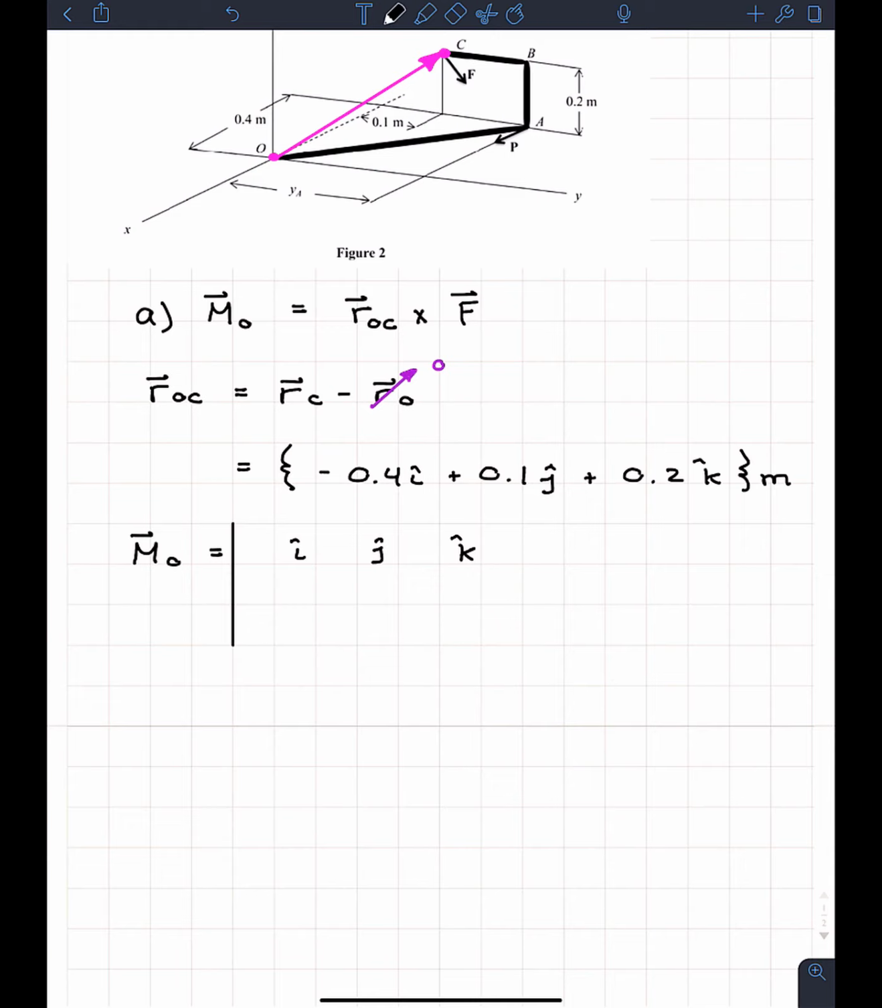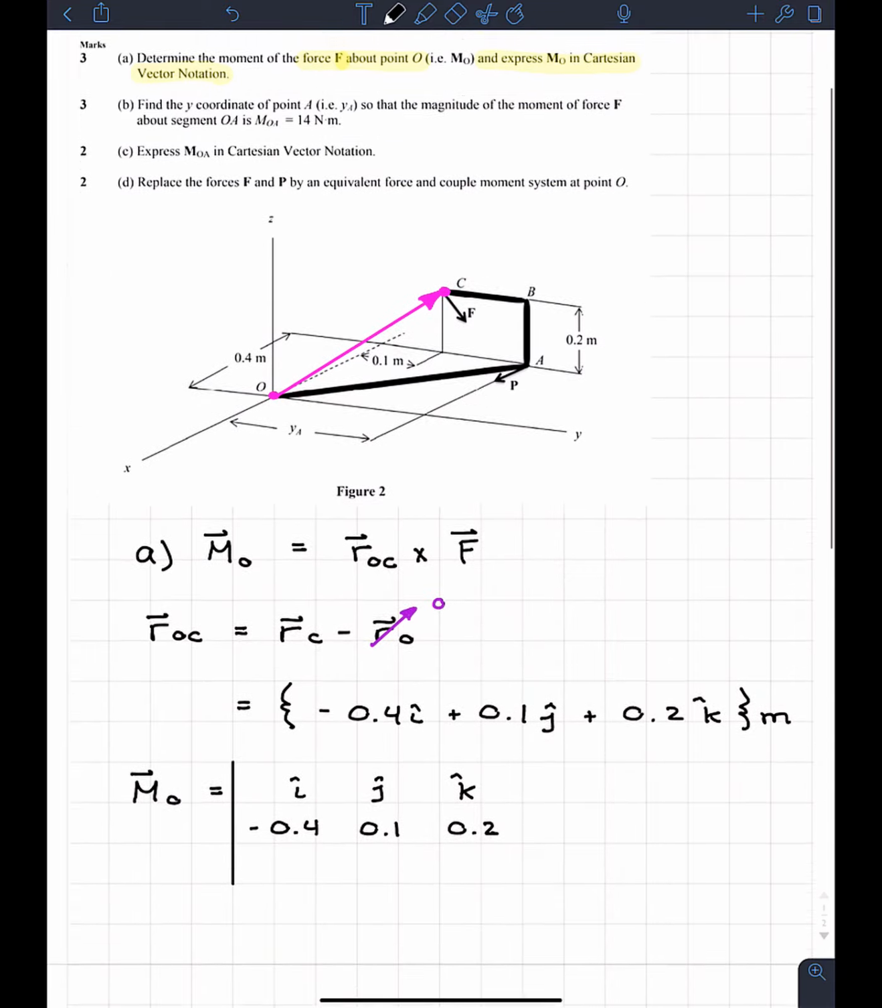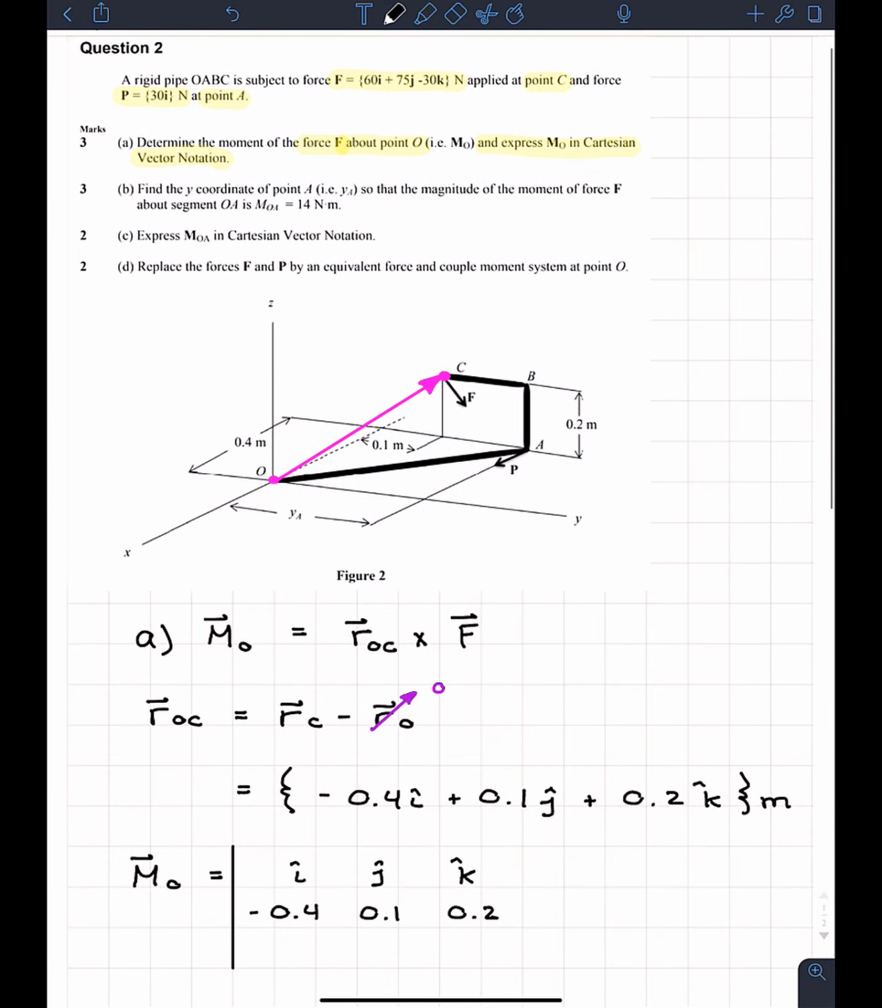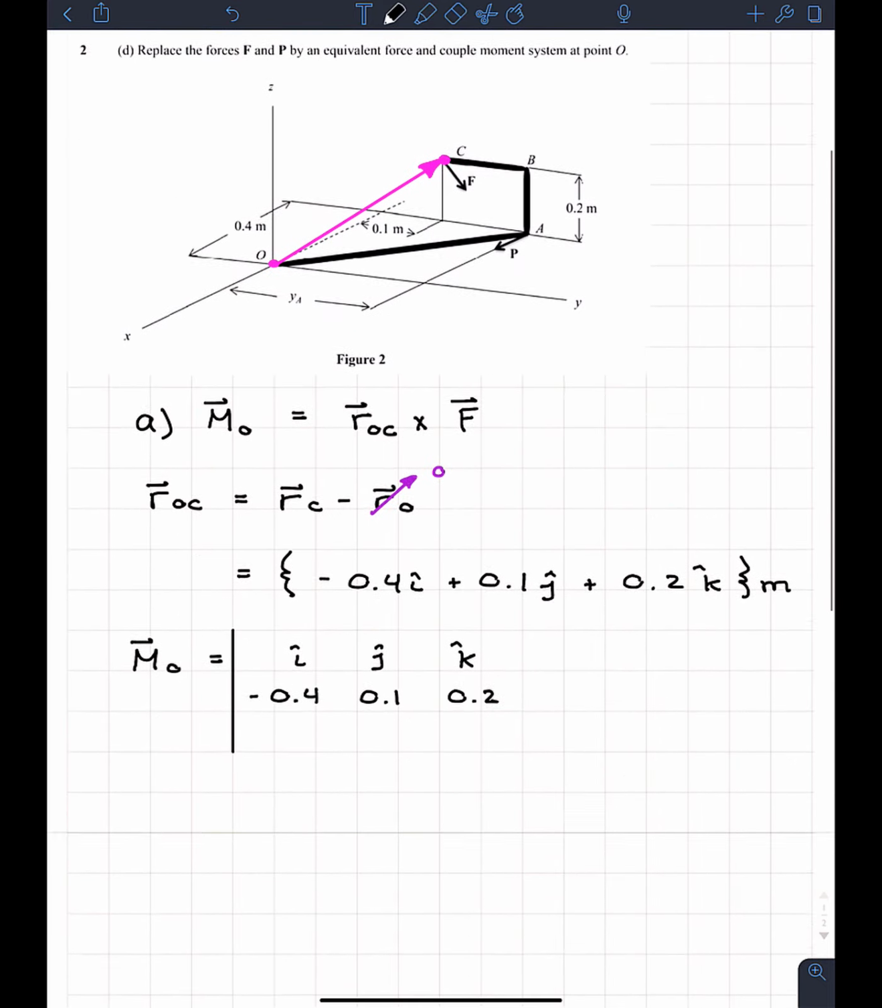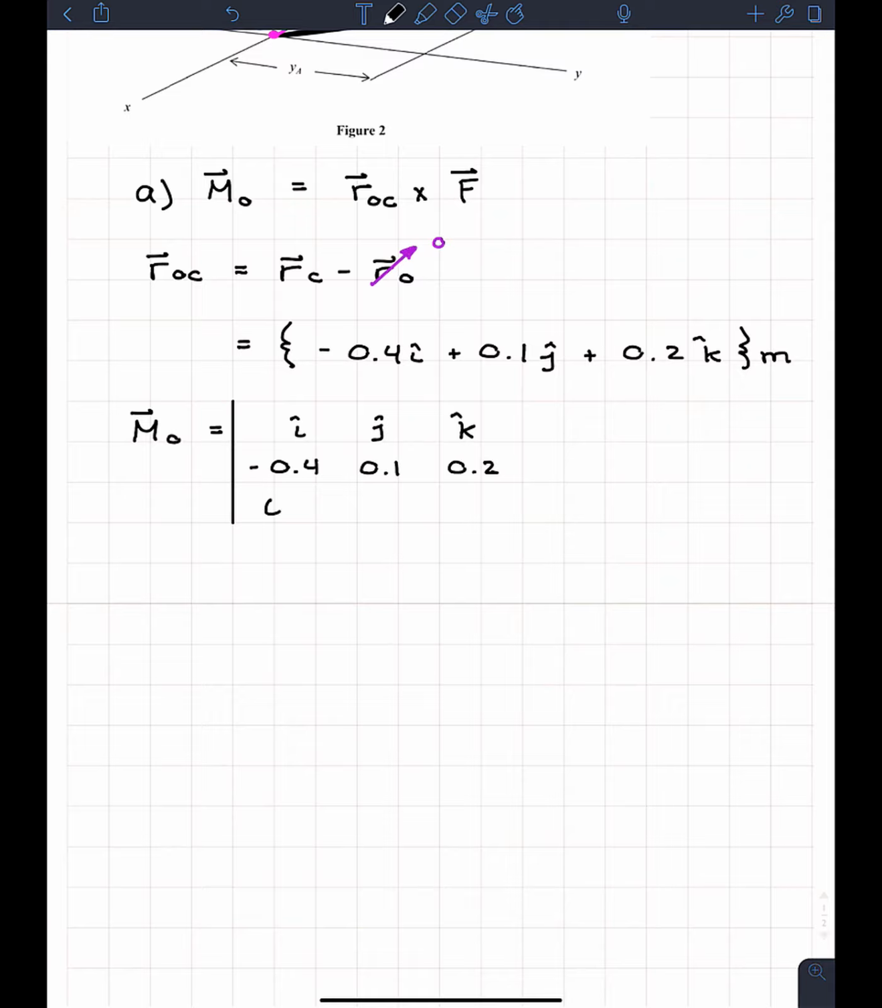So remember, the order of this is very important. It's always R cross F. And the second row will always be, of course, your R. So for I, we have negative 0.4. For J, 0.1. And for K, 0.2. And then for the third row, it's going to be the force vector, which we know is 60, 70, and negative 30. So I'm going to go 60, 70, and negative 30.